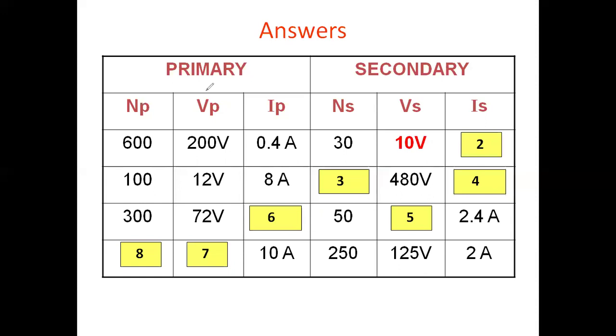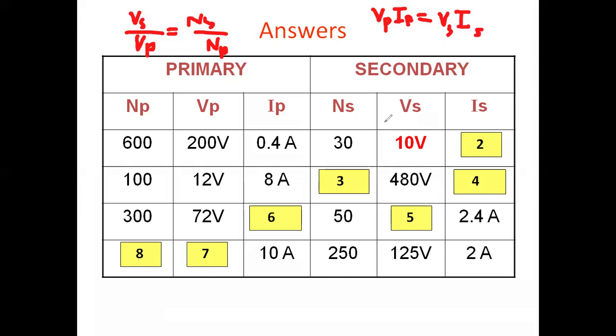For the first part, to calculate Vs, we will use Vs over Vp is equal to Ns over Np. Okay, the answer is coming 10 volt. And to calculate the current, we will use input power, voltage input into primary current, is equal to Vs into Is. So we can get the answer using this.